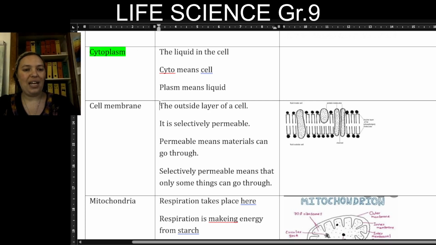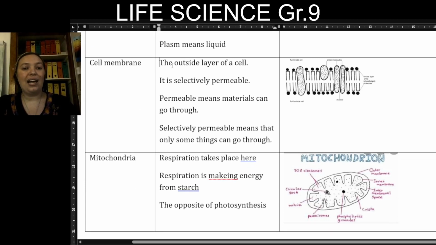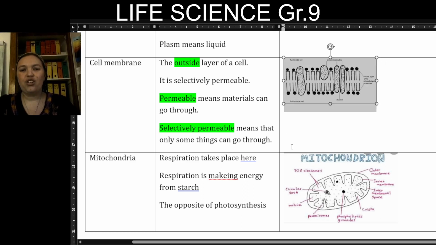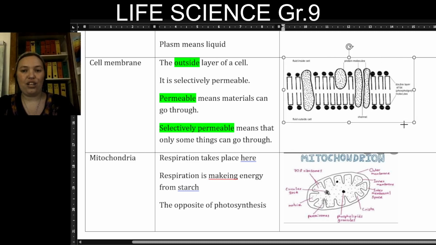and then we have the cell membrane. The cell membrane is the layer on the outside of the cell. It is selectively permeable. Permeable means things can go through it, like a tea bag is permeable because water can move through it. Selectively permeable, select means like pick, choose. So selectively permeable means that it can choose the things that it does let through.